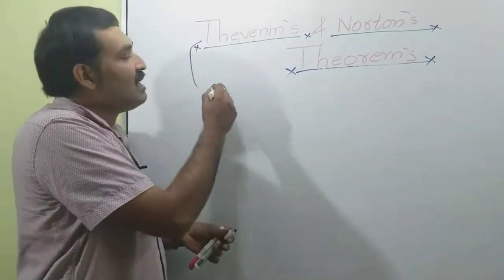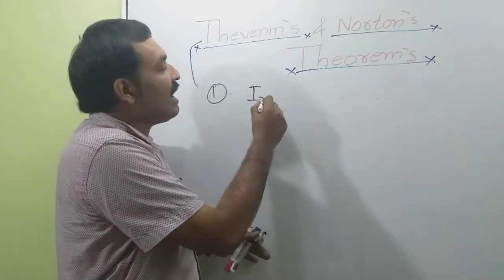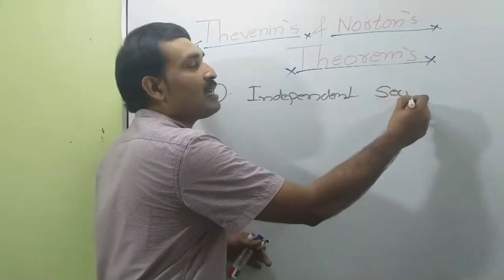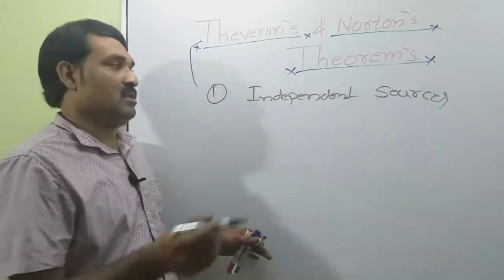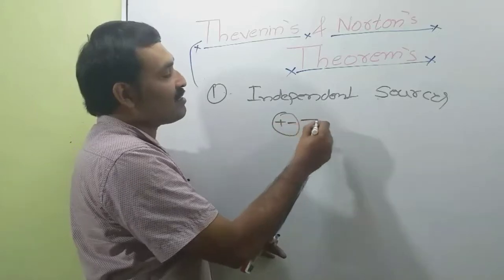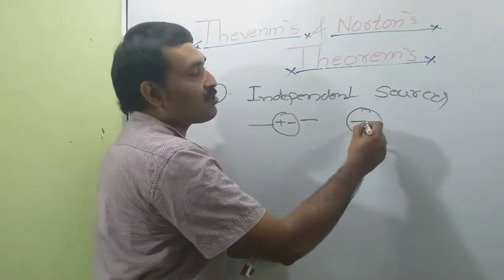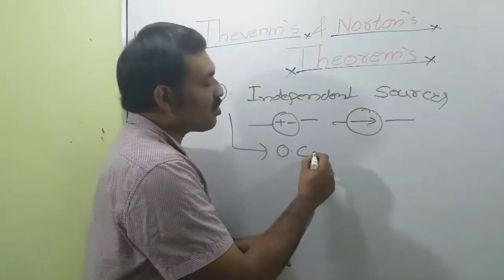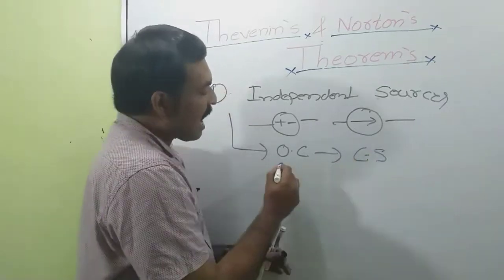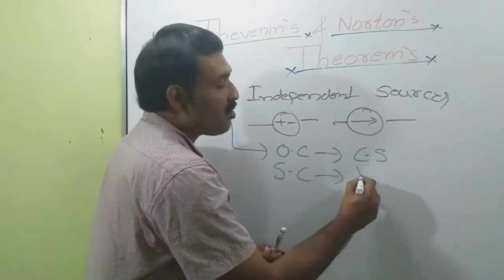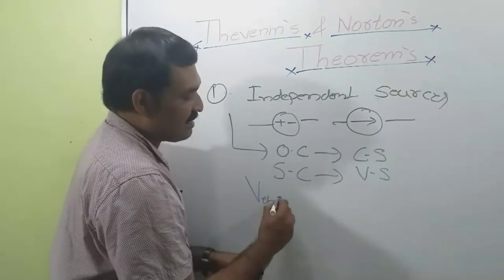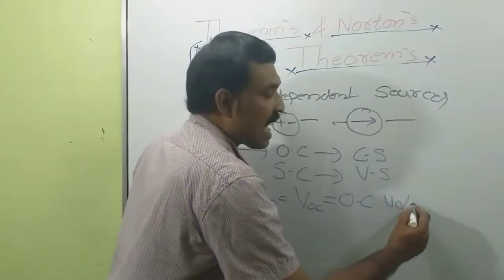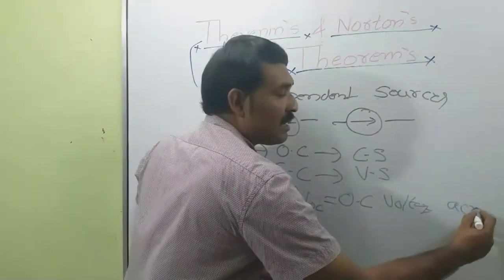That means if the network consists of only independent sources, that is, independent voltage source and independent current source, an independent voltage source is indicated by plus or minus, and an independent current source is indicated by this. Conventional method means open circuit all current sources and short circuit all voltage sources. VTH is equal to VOC, that is, the open circuit voltage across the load terminal.